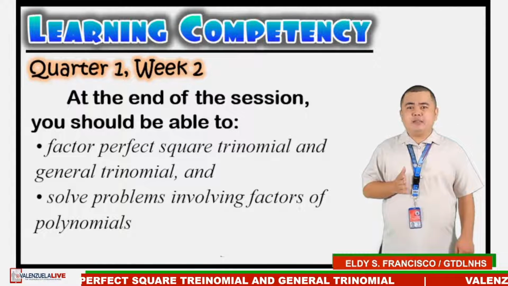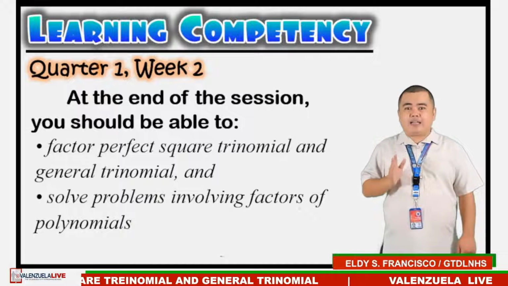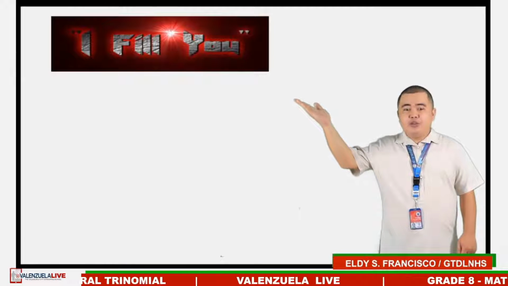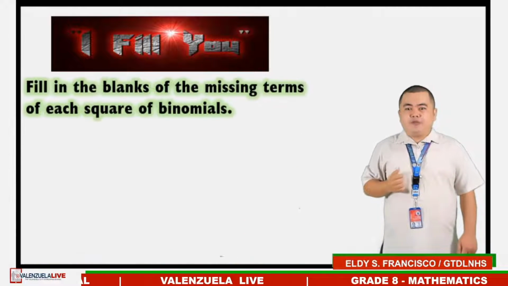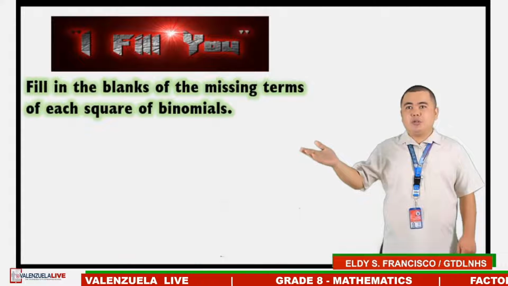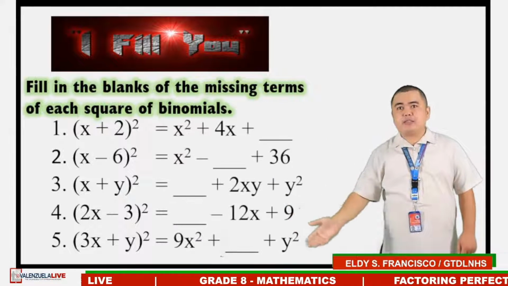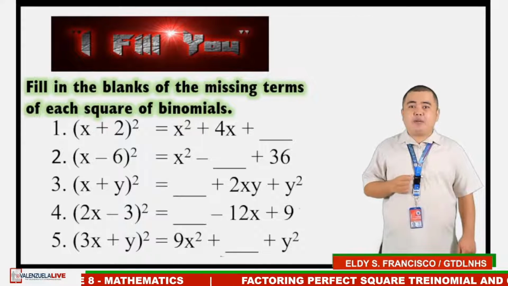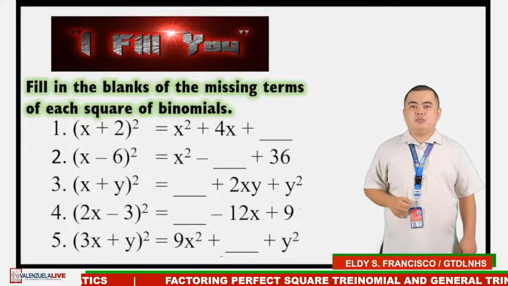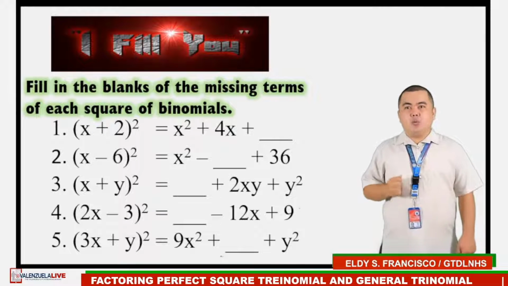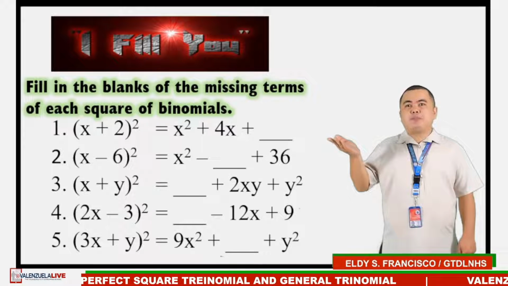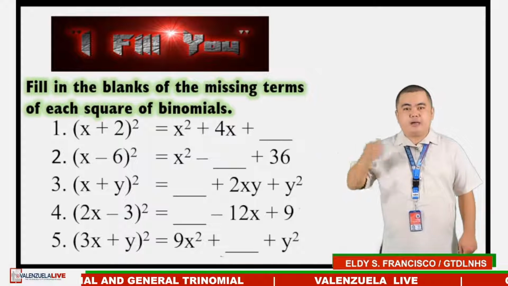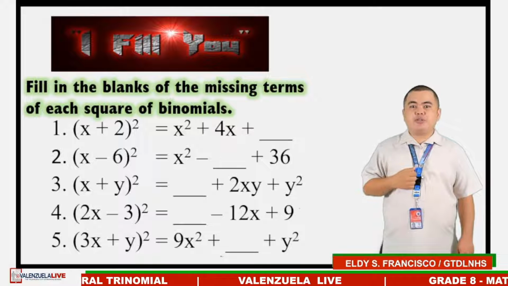But before we begin, let us start this discussion with an activity. The title of the activity is I Feel You. We are going to fill in the blanks of the missing terms of each square of binomials. If you know the answer, please type it at the comment section below. Okay, so let's start. 1. The square of binomial x plus 2 is equal to x squared plus 4x plus blank. Comment your answer.